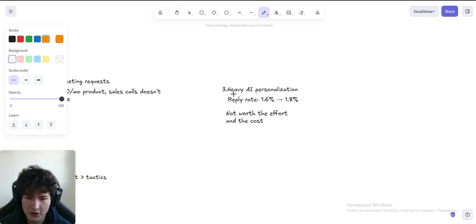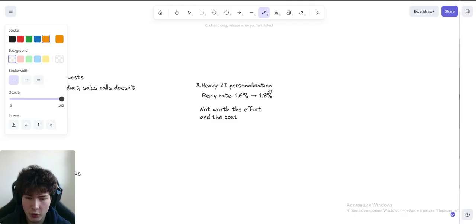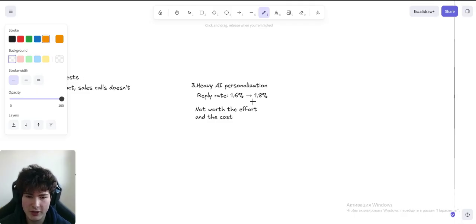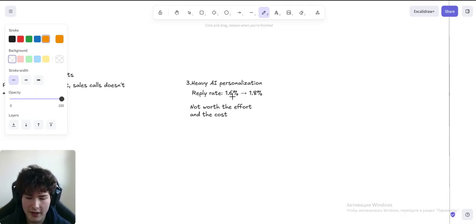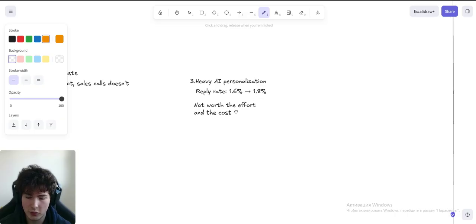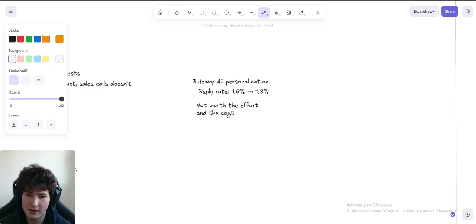And then number 3 is heavy AI personalization. We tried researching the leads with AI, with Clay agent, for example, and the reply rate increase was only 0.2%, and positive reply rate was also a bit increased, but it wasn't worth the effort, cost and complexity, and it slowed things down a lot.